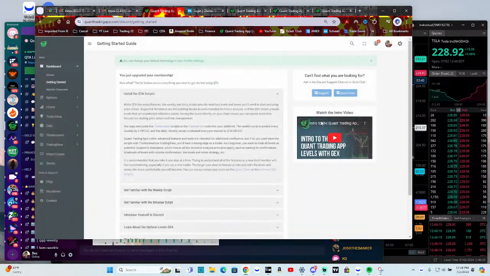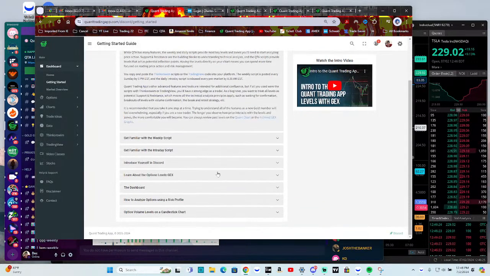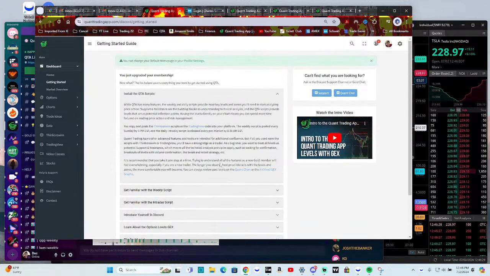And he set it up that way on purpose. You set yourself up to start at square one where it's intended. You install the QTA scripts. You get used to it. You introduce yourself to how to work the dashboard, how to analyze the options risk. Wait, what are the QTA scripts? What do you mean install the scripts? What does that mean, Doc?